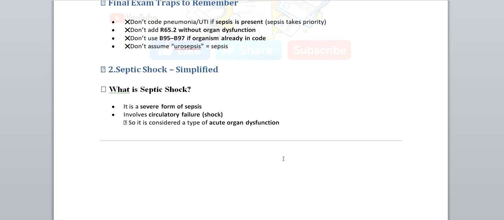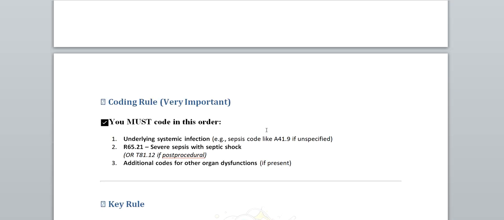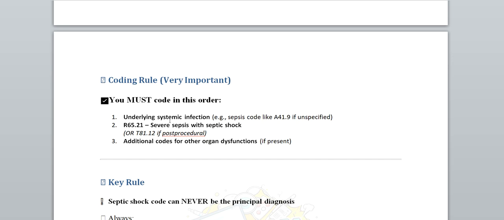So, next, septic shock. Simplified, what is septic shock? It is a severe form of sepsis. It involves circulatory failure, shock. So it is considered a type of acute organ dysfunction. The coding rule is very, very important. Code the underlying systemic infection first, for example a sepsis code like A41.9, if specified. Next, severe sepsis is also there with septic shock, or T81.12 if it's post-procedural. Additional codes for the organ dysfunction, if present.